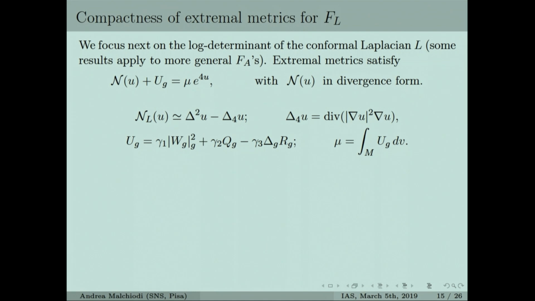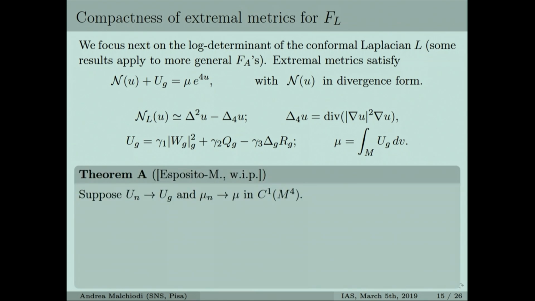So this is a combination of the three quantities that each single term, 1, 2, and 3, is representing. Recall that critical points of 1 give you constant norm for the Weyl tensor, critical points of 2 give you constant Q curvature, and critical points of 3 give you constant Laplacian of R. This quantity, which I call U curvature, is a linear combination of the three. So anyway, that's the equation. And the result we have is the exact counterpart of that quantization result.